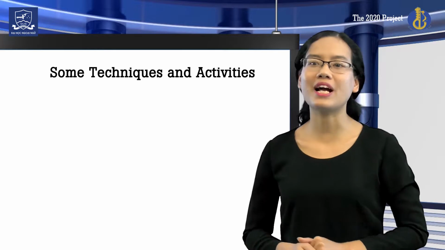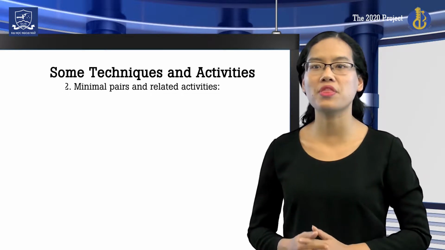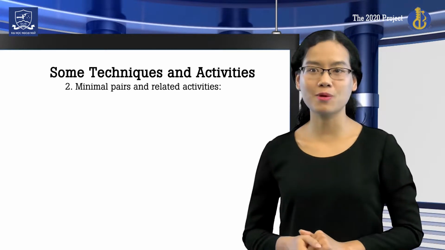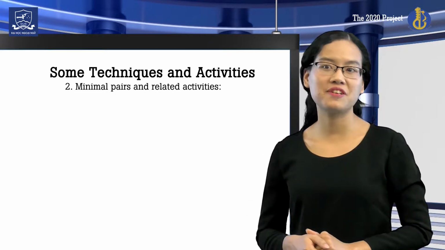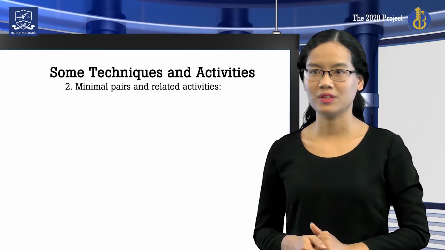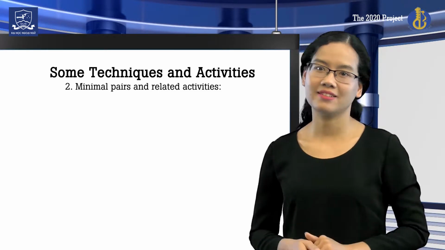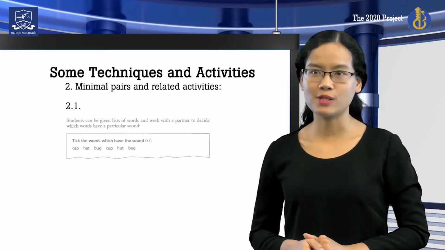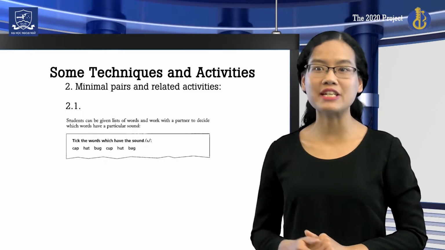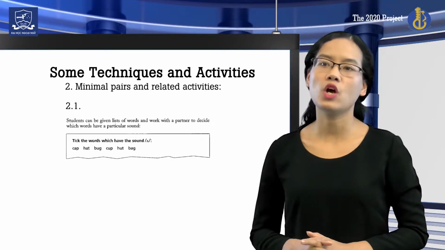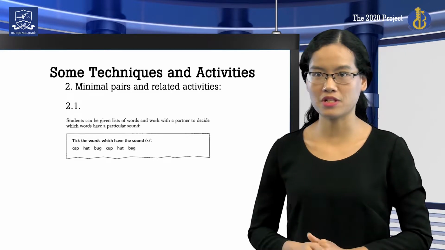The next useful activities are those with minimal pairs. Minimal pairs are those pairs of words which differ in only one sound. For example, two words, cat and cut. The activities with minimal pairs can be very useful in the second step of teaching pronunciation, when teachers distinguish the sounds.